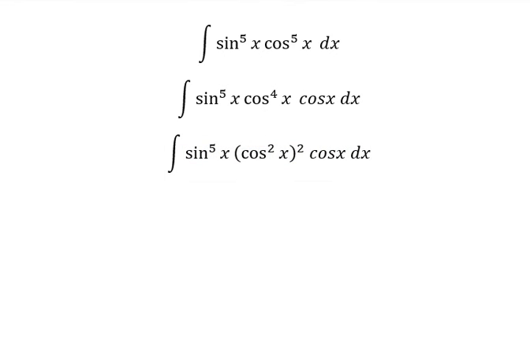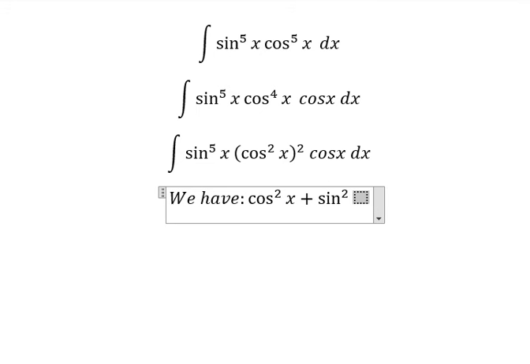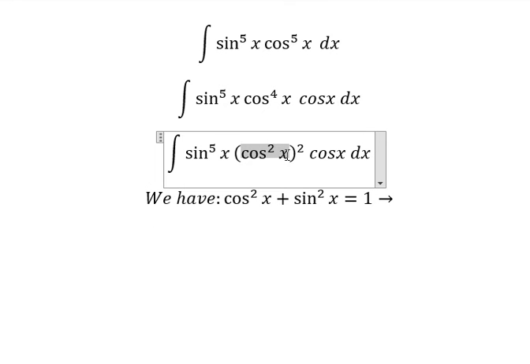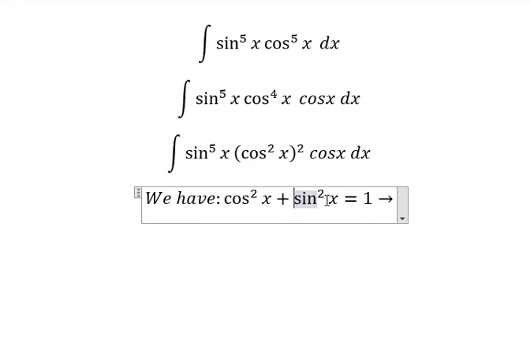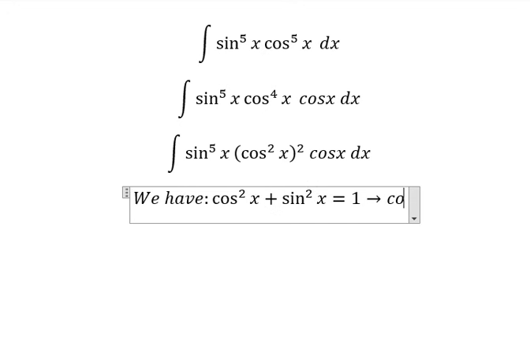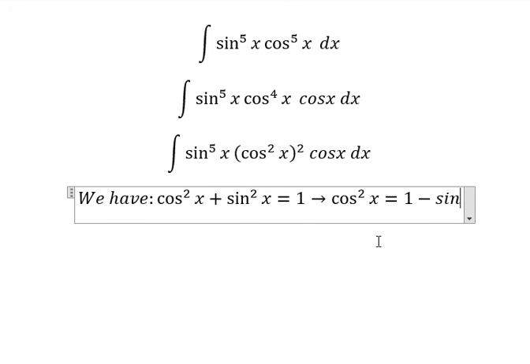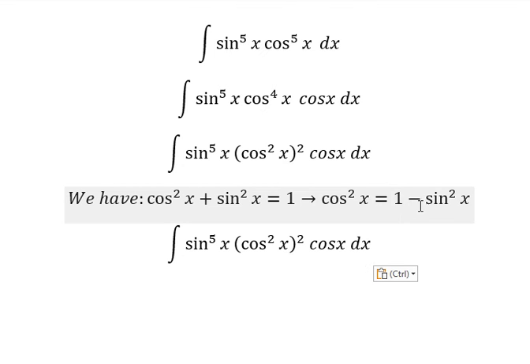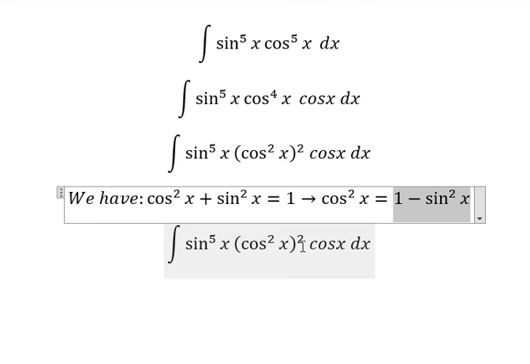Next, we have the formula in here: cosine x squared plus sine x squared equals 1. Because we have cosine x squared, I will put this one to the right. Next, I will put this one in here.